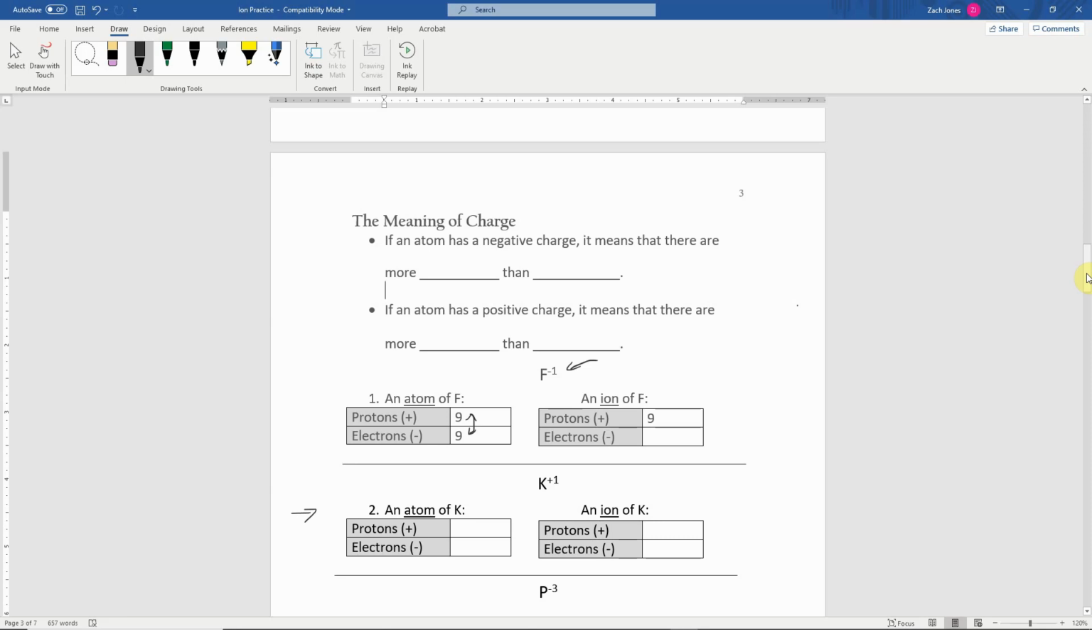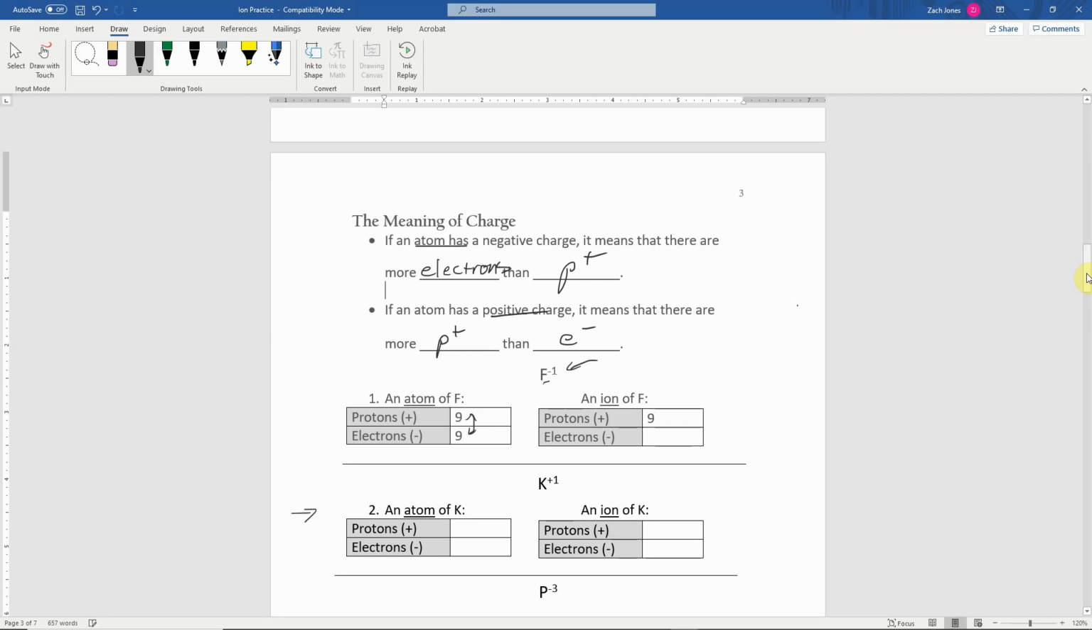But over here, the electrons are what will change, and we've got to figure out, did it gain or lose an electron? Super important. So remember that if an atom has a negative charge, it means that there are more electrons than protons. I should have abbreviated that. And if an atom has a positive charge, it means it has more protons than electrons. So let's look at this.